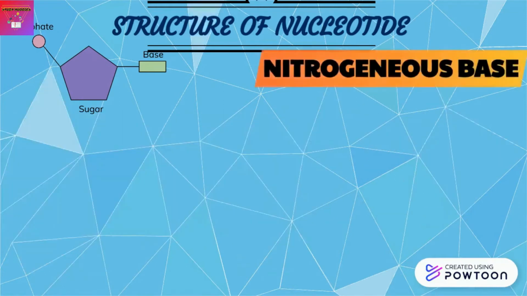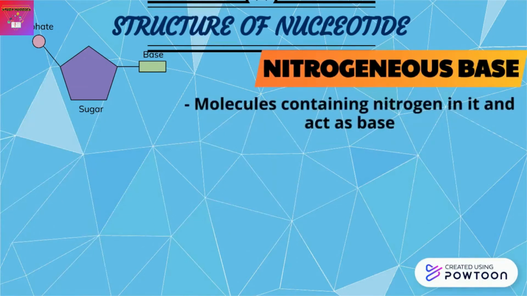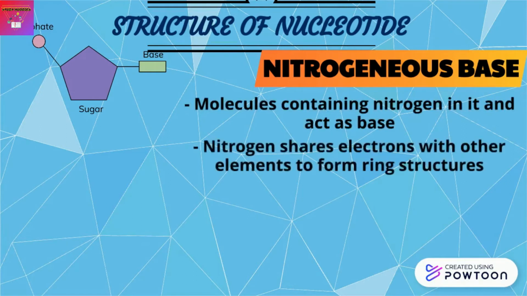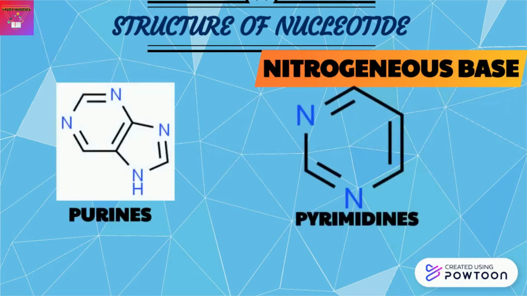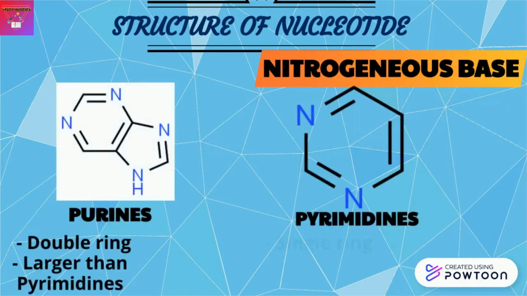Following that, we have the 3rd part of the nucleotide, which is the nitrogenous base. It is basically a molecule containing nitrogen and acts as a base. When I say they act as bases, they share electrons with other elements such as carbon, hydrogen and oxygen to form ring-like structures. There are two types of these ring-like structures: double ring structures known as purines and single ring structures known as pyrimidines. Generally, purines are much larger than pyrimidines. This is very important, especially when it comes to complementary pairing, which we will discuss in a while.